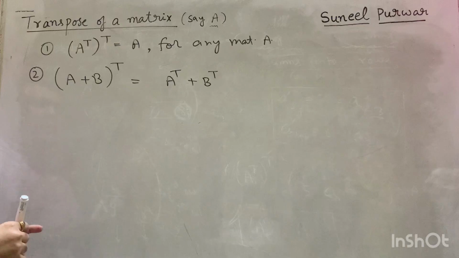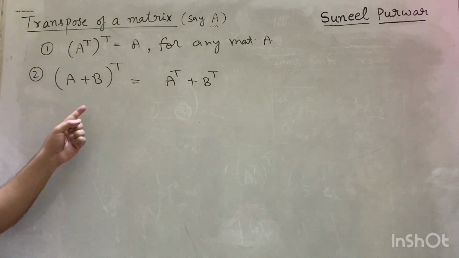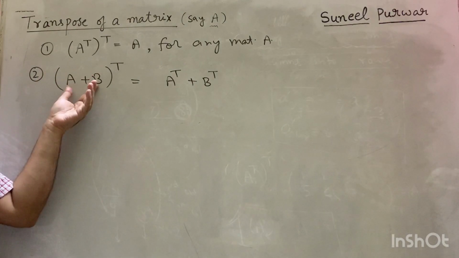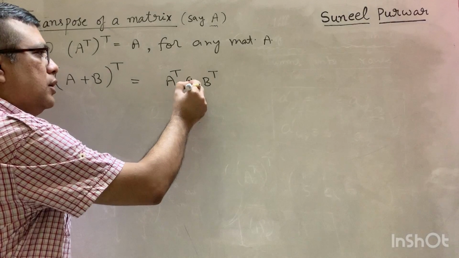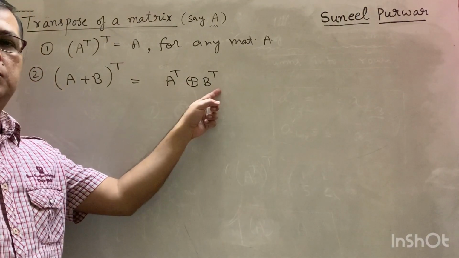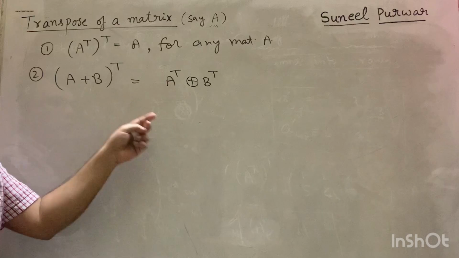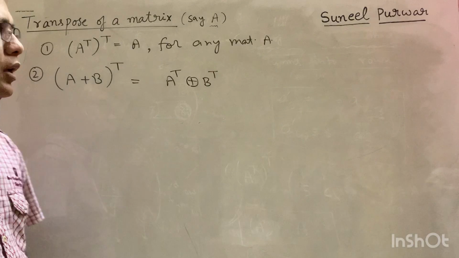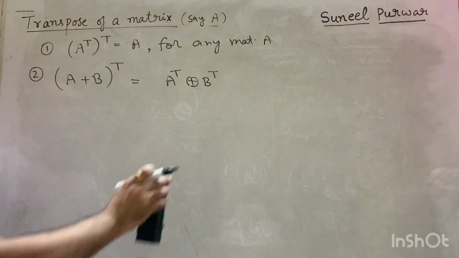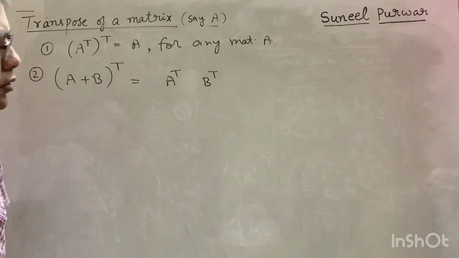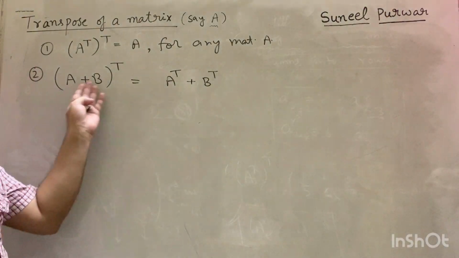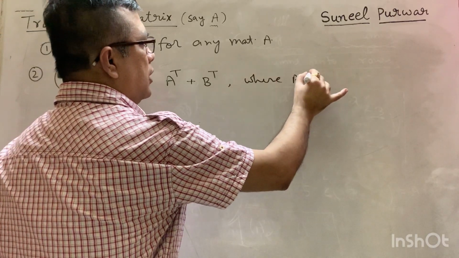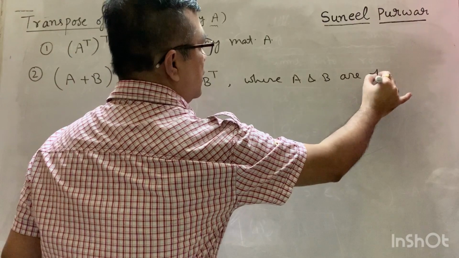I repeat, what does this property say? This property says that transpose of a sum is nothing but sum of the transposes. Okay, so transpose of A plus B is equal to sum of individual transposes, A transpose plus B transpose, and this property can be generalized for more than two matrices as well, where A and B are of the same size.